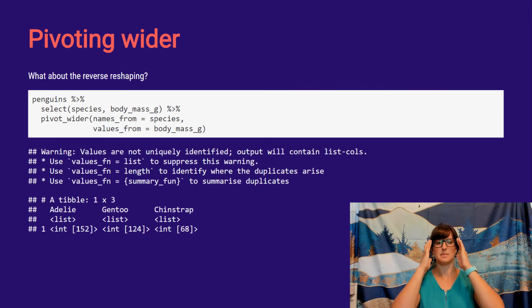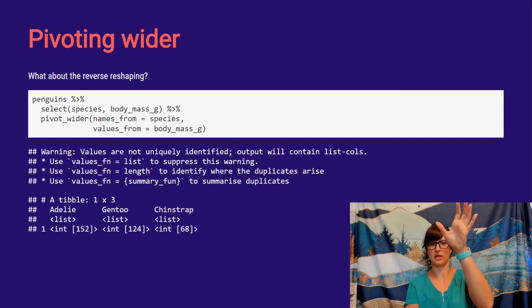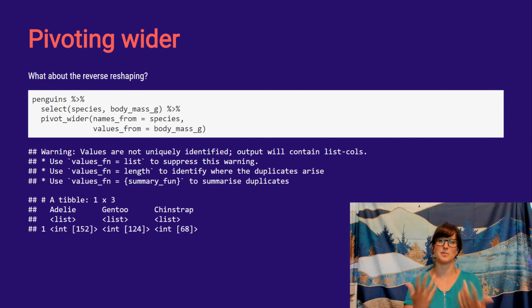So here we have our three species, Adelie, Gentoo, and Chinstrap. And what we'd like to do is take this data frame that has one column called species with those three categories and turn it into three separate columns. And then what do we want to put in each of those columns? Well, in this case, I've chosen the variable body mass. So what I'd like each of those columns to have is the body mass of that penguin.